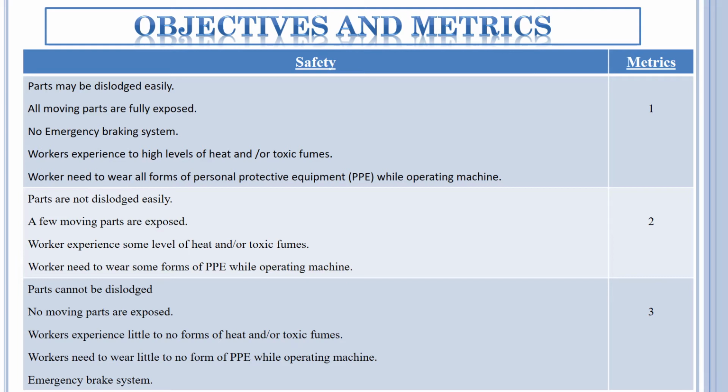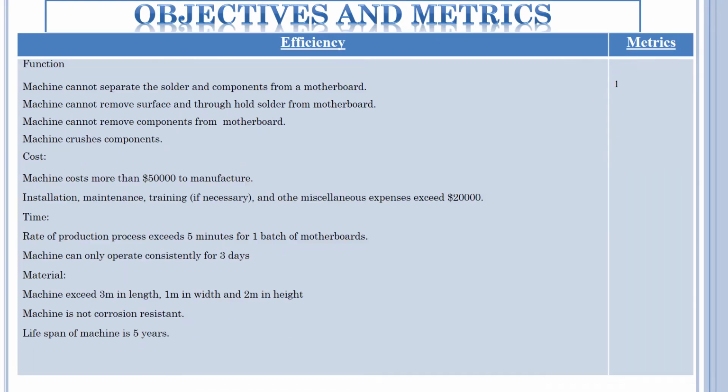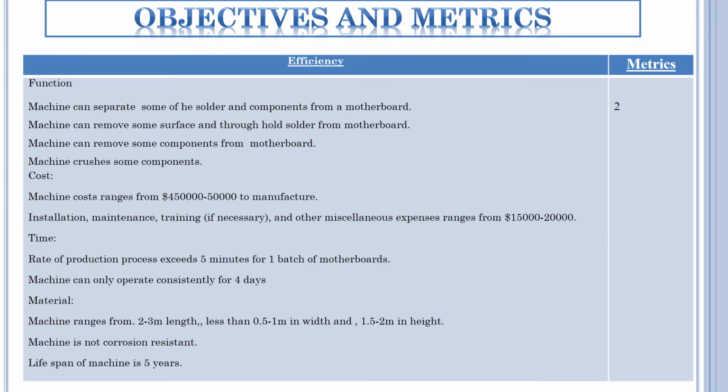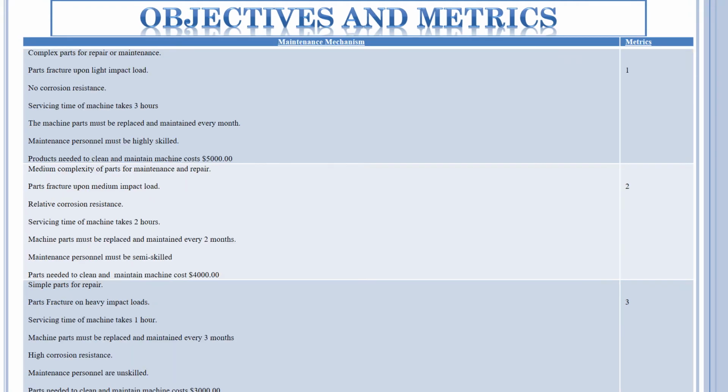In the table, 1 represents that the objective does not satisfy the design specification, 2 is that it intermediately satisfies the design specification, and 3 is that it totally satisfies the design specification. So for instance, 1 is given to all moving parts are fully exposed in the design specification of safety. 2 is given to a few moving parts are exposed, and 3 is given to no moving parts are exposed. Now you can pause the video at the relative time frames, looking at the objectives and the metric systems applied to the various attributes.